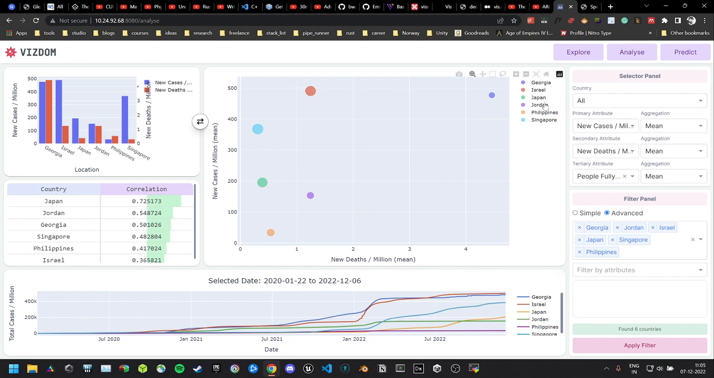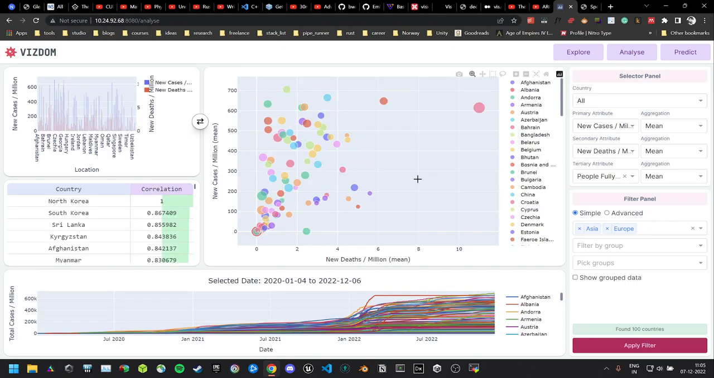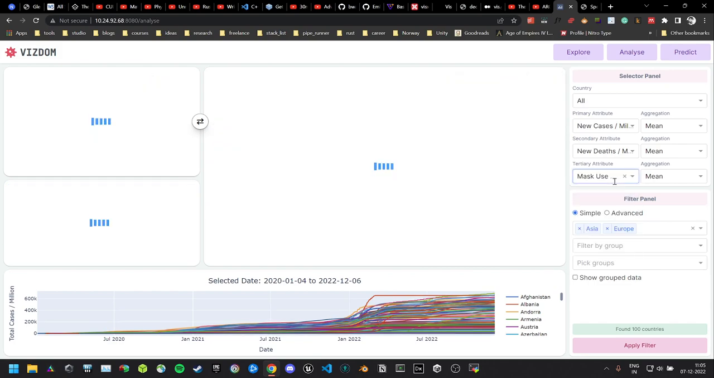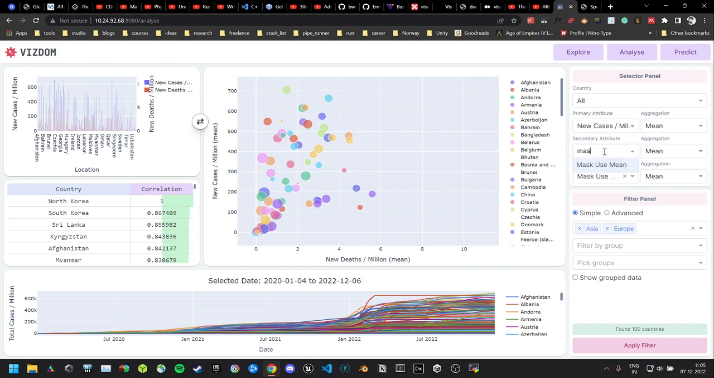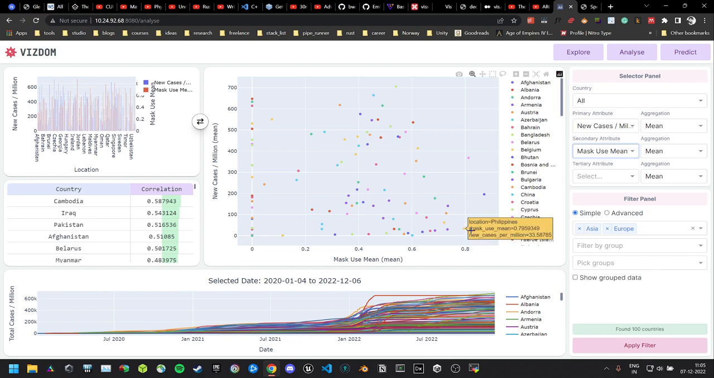Now, there are other observations that we can look at in terms of continent. For example, Europe and Asia. Yeah, sorry, we can get rid of this and we can add mask use. Now it seems that countries from Asia prefer wearing masks as compared to the countries in Europe that do not prefer wearing masks and end up having more and more new cases.